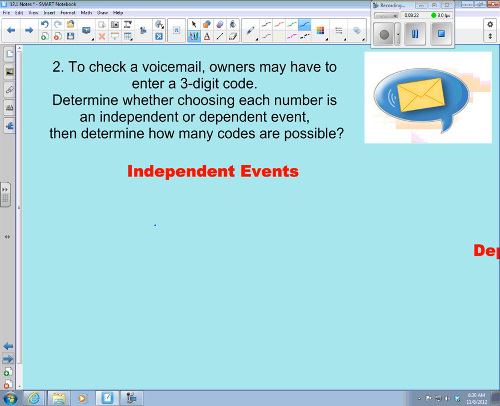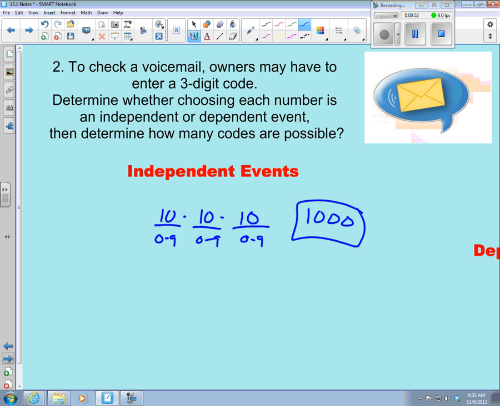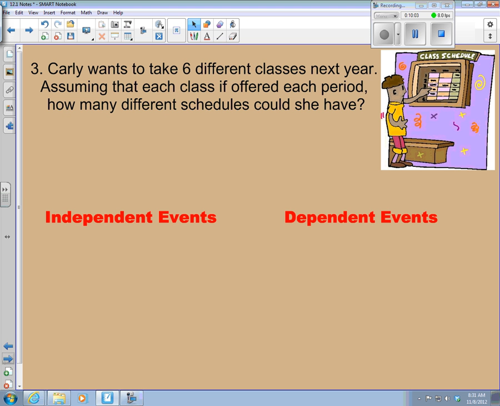Now it's a 3-digit code, so there's going to be 3 numbers in the code. Now for choices, you've got to remember, for each digit you can choose 0 through 9. So that's 10 choices. 0 through 9, 10 choices once again. According to the fundamental counting principle, if you have 10 different ways for each one of these, 10 times 10 times 10 is going to give me 1,000 different possible codes to get into this voicemail. So there we go, independent event. Let's see if we can come up with a dependent event here.